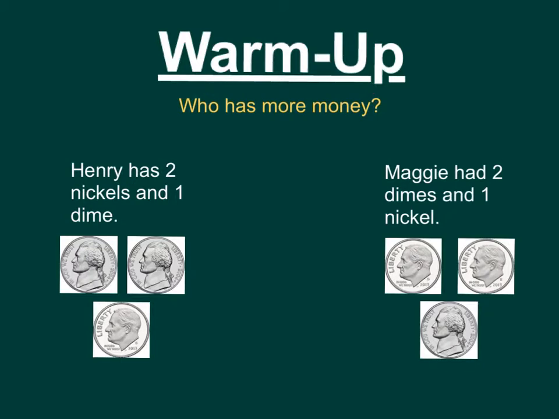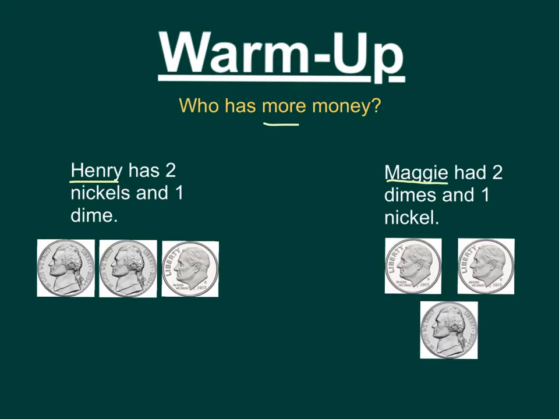Let's warm up. Who has more money? Henry has 2 nickels and 1 dime. Maggie had 2 dimes and 1 nickel. On your whiteboard, write down the name of the person who has more money. You're either going to write down Henry's name or Maggie's name. Decide who has more money. Pause video now.